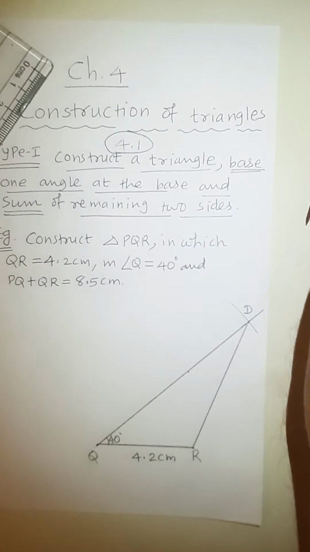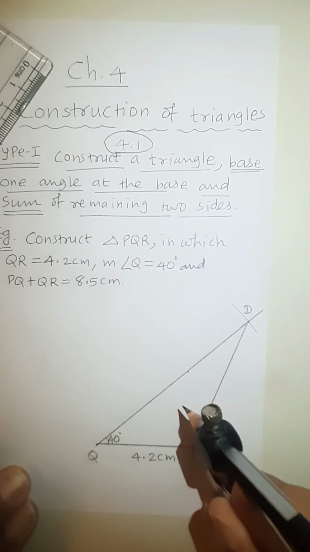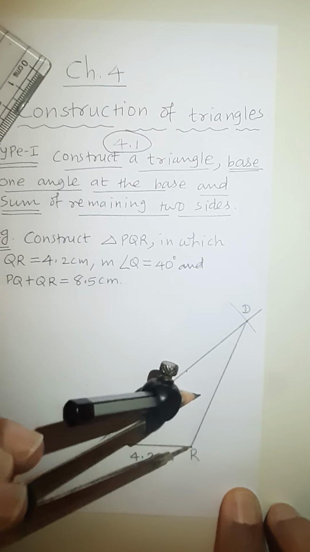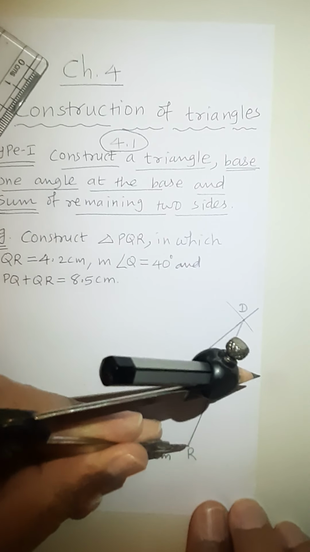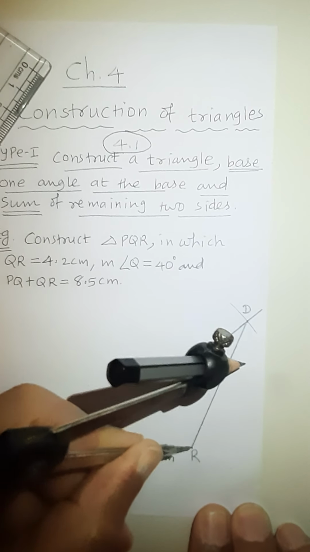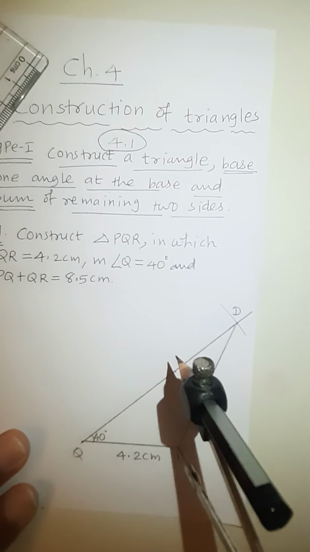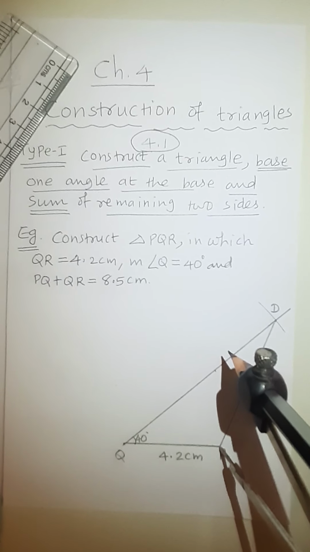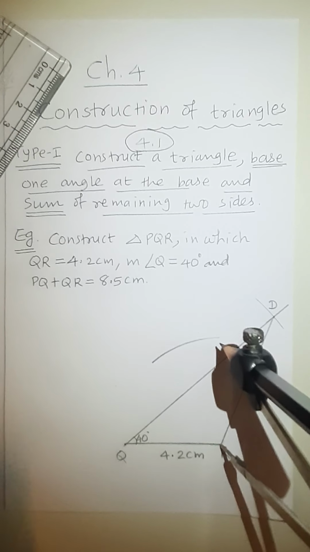How to draw the perpendicular bisector of segment DR? I will have to keep the compass at point R. I will take the distance more than half of the segment DR. See, I have kept it here, more than half of segment DR. And then I will cut the arcs. See very carefully where I will cut the arcs. One on this side, another on the opposite side.